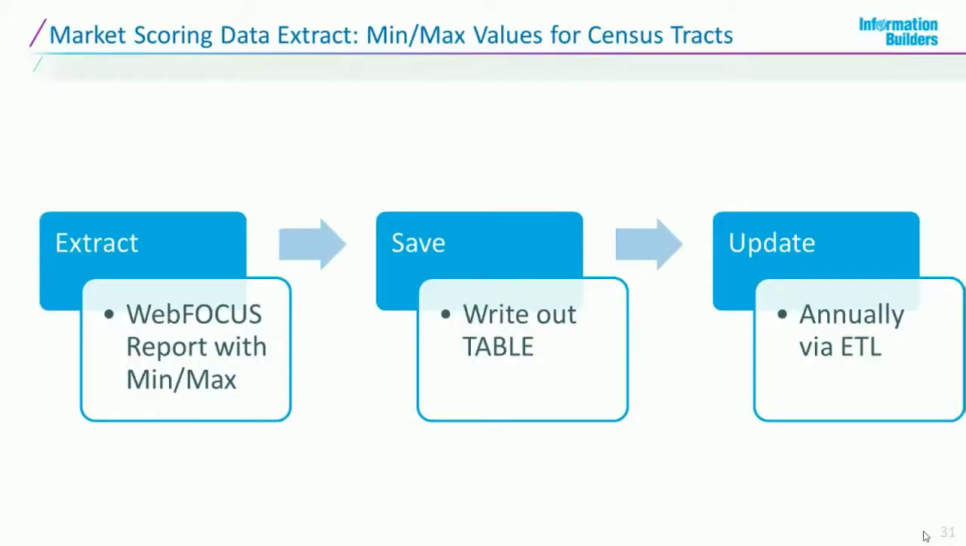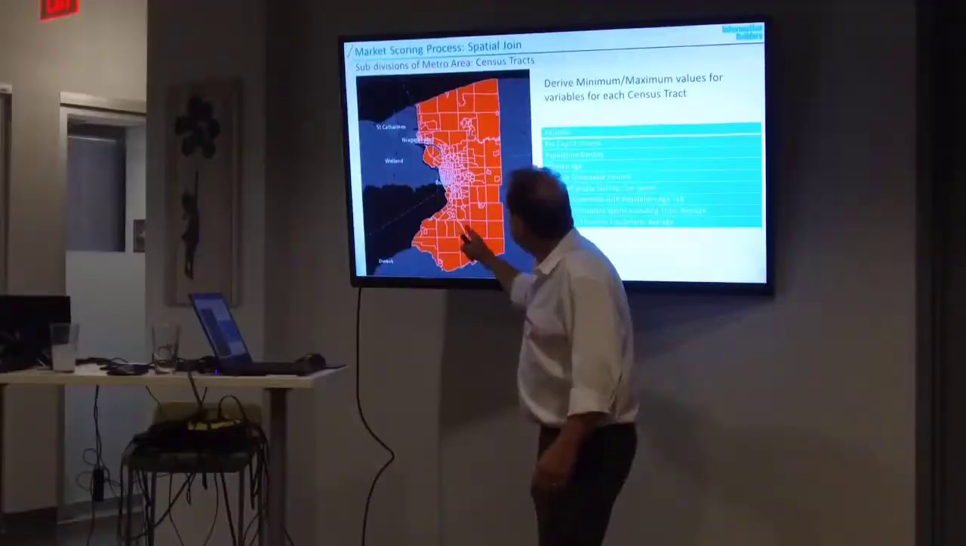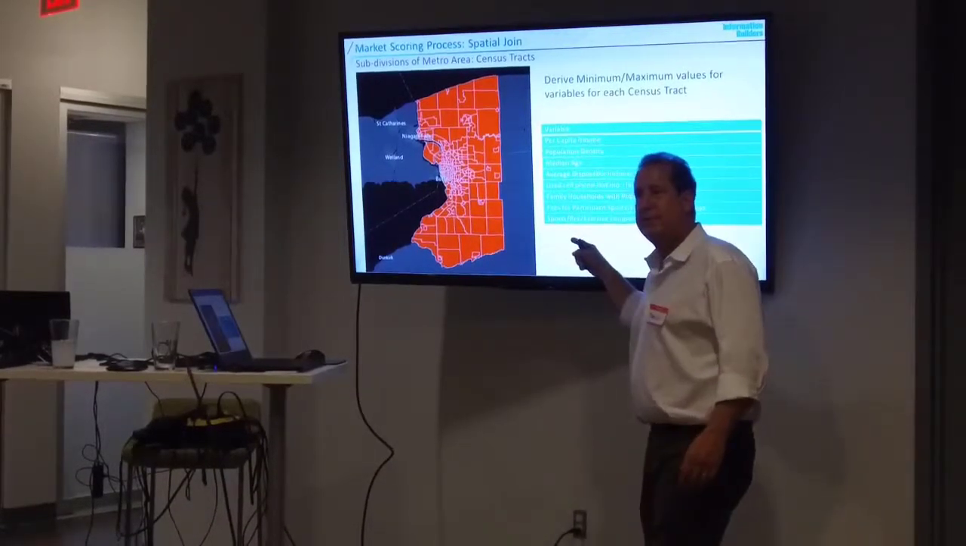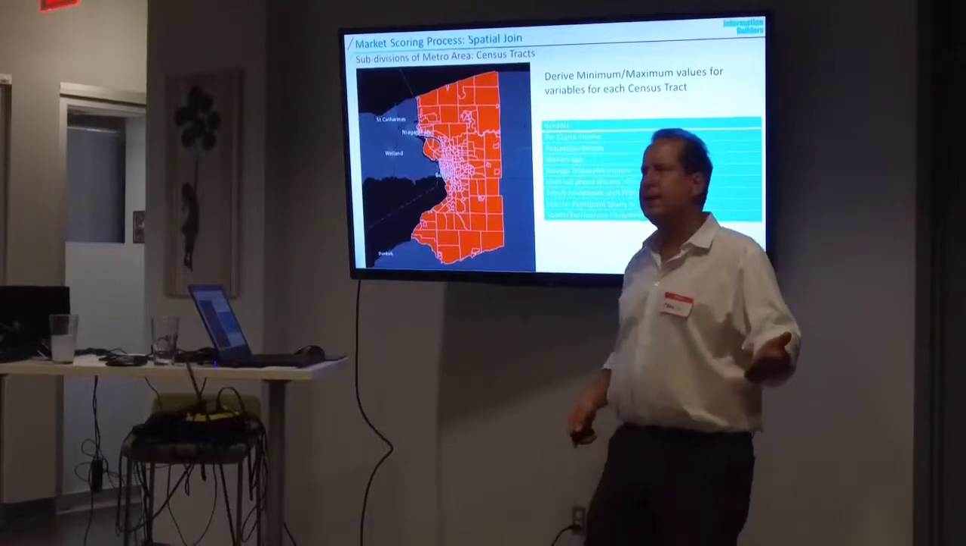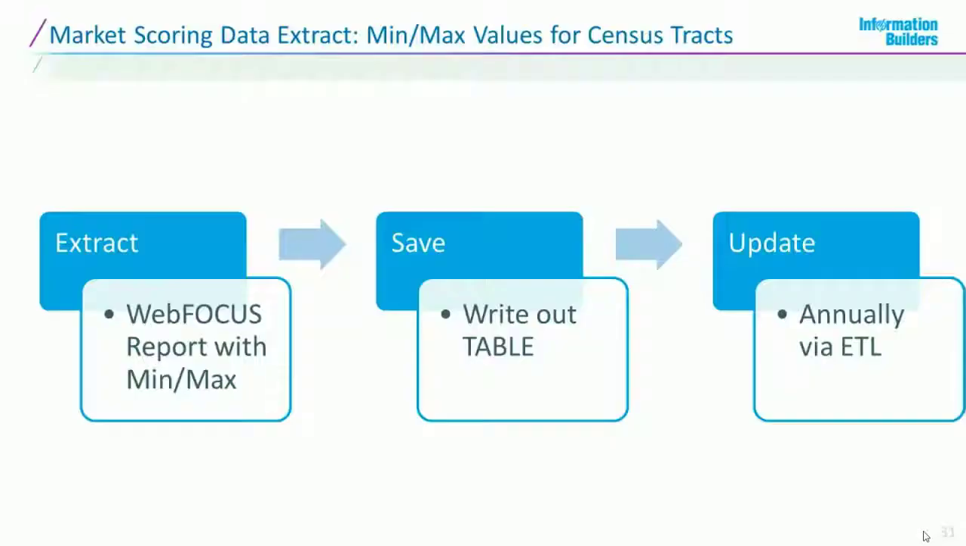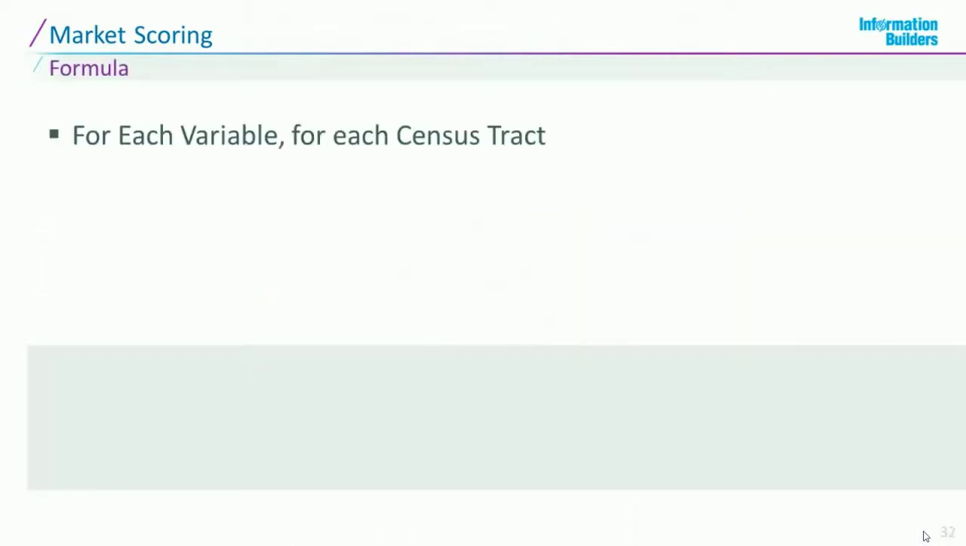All right, so what we did, we extracted it, we ran a report to basically come up with minimum and maximum values for each one of these different blocks, for each one of these different elements. We stored that in the table. Why? Because it's not going to change. It's an annual number. Wrote it out, and we updated it annually.